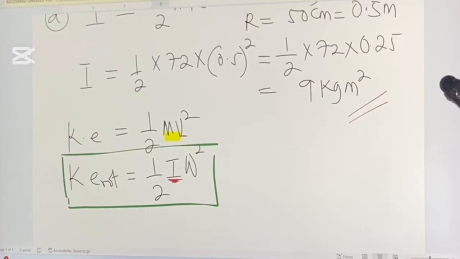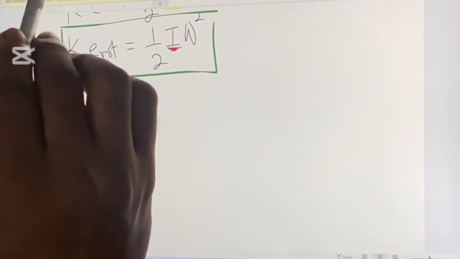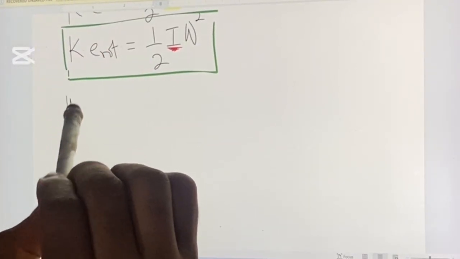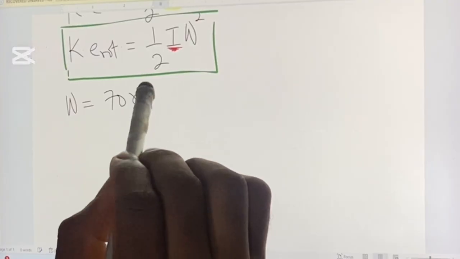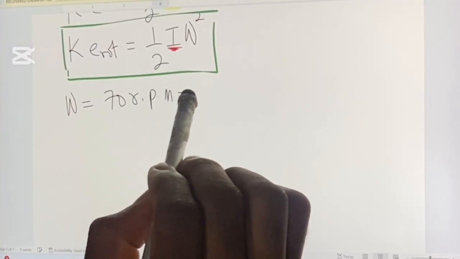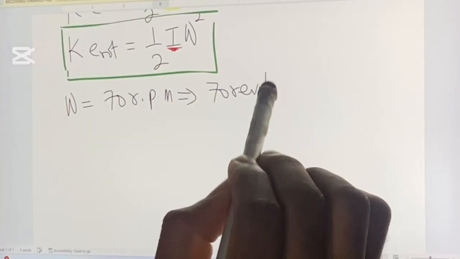So we have calculated the moment of inertia, and our omega is given to us as 70 rpm. The term rpm means revolutions per minute. Please take note. The omega here is given to us as 70 rpm, which is the same as 70 revolutions per minute.